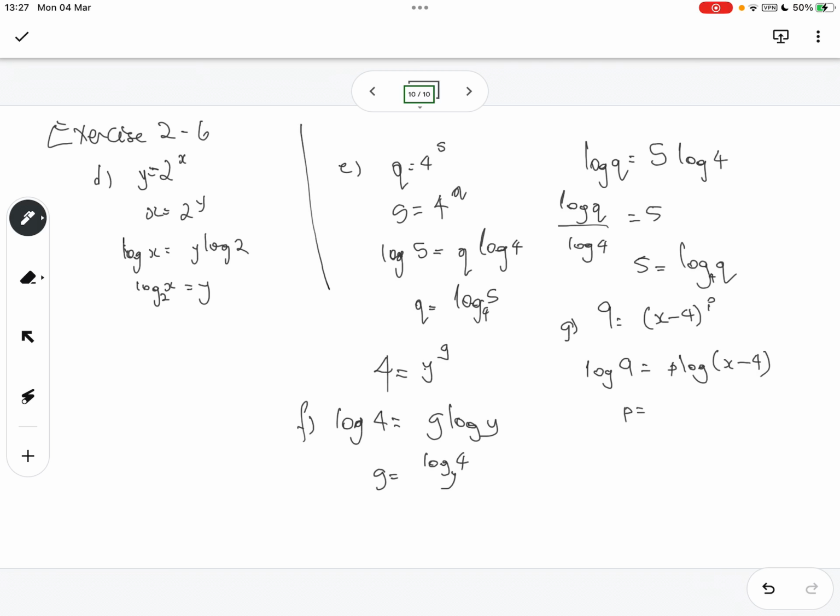Yes, I hear you. For E, I swapped here, q and 5. I swapped initially. This is the first part where I swapped. I shouldn't have swapped. But how do I know when to swap and when not to swap? That's what I want to uncover as well.